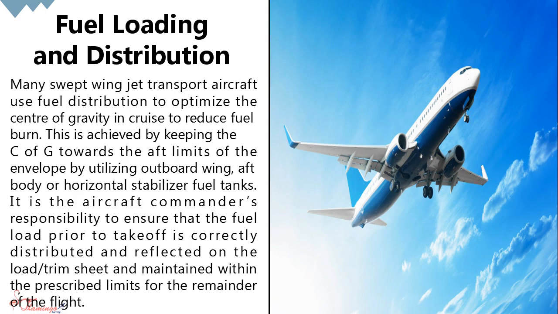Many swept-wing jet transport aircraft use fuel distribution to optimize the center of gravity in cruise to reduce fuel burn. This is achieved by keeping the C of G towards the aft limits of the envelope by utilizing outboard wing, aft body or horizontal stabilizer fuel tanks. It is the aircraft commander's responsibility to ensure that the fuel load prior to takeoff is correctly distributed and reflected on the load trim sheet and maintained within the prescribed limits for the remainder of the flight.